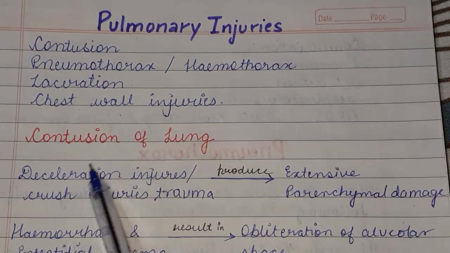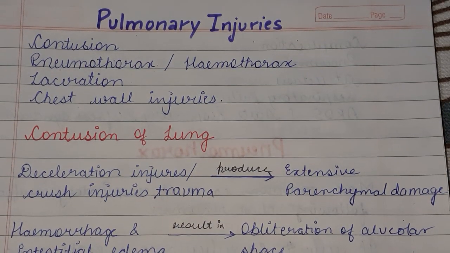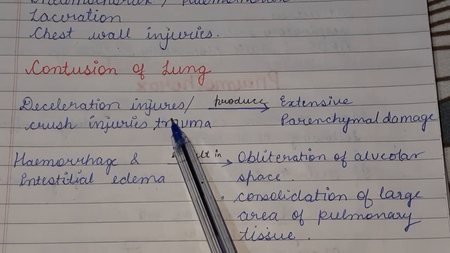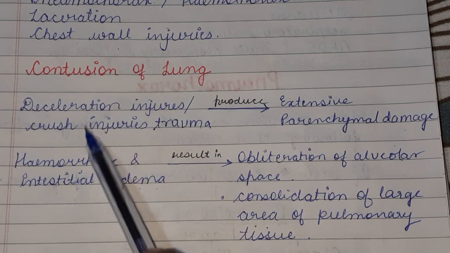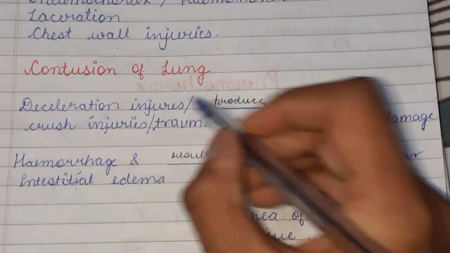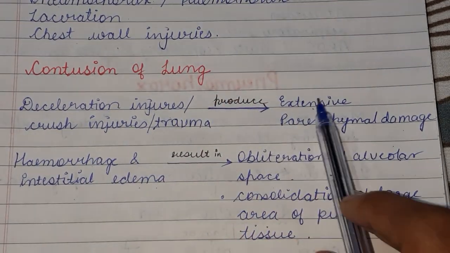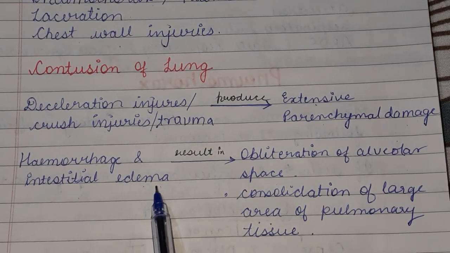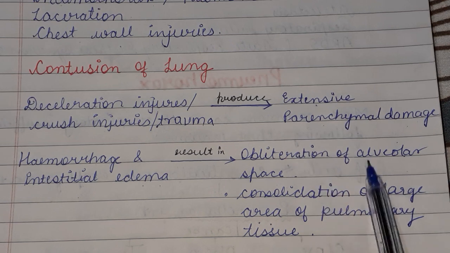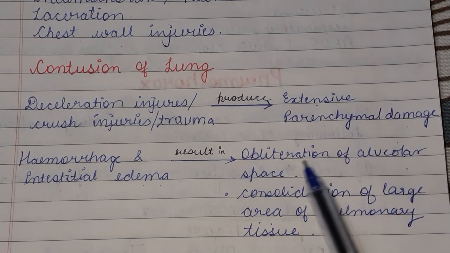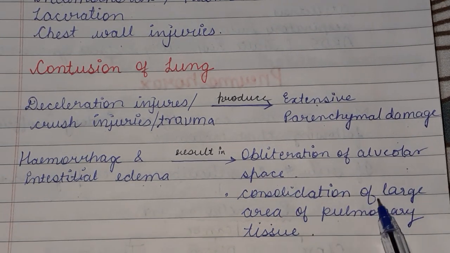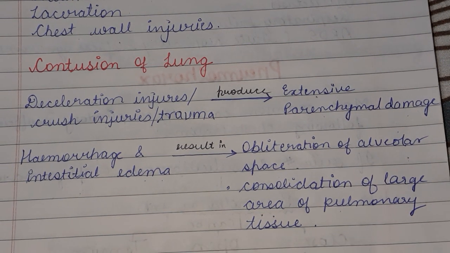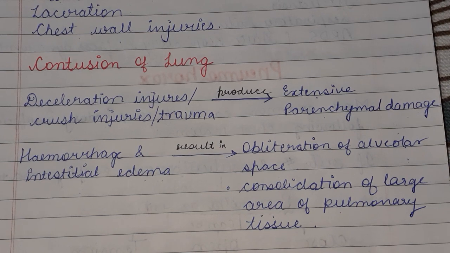So number one, contusion of the lung. Contusion of the lung is caused by deceleration injuries or crush injuries or trauma produced extensive parenchymal damage. Hemorrhage and interstitial edema will lead to the obliteration of alveolar space and consolidation of large area of pulmonary tissues. This will cause the contusion.